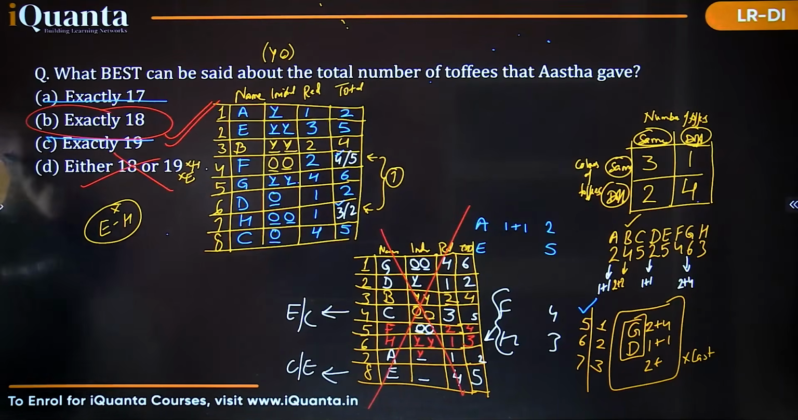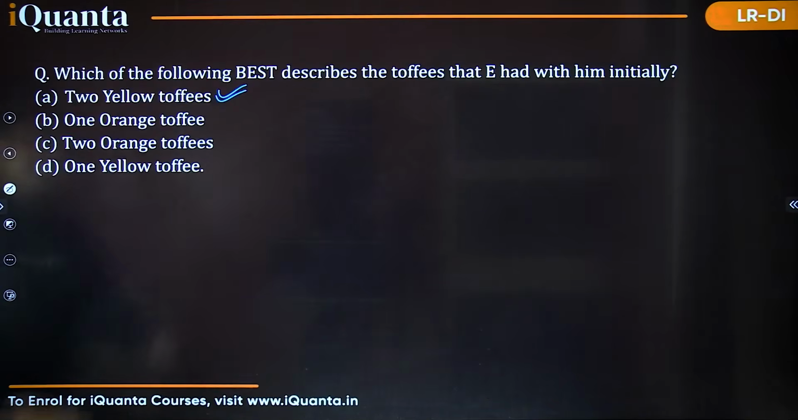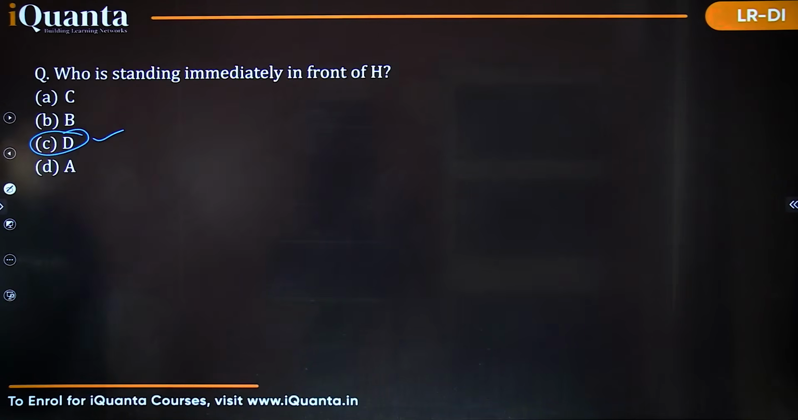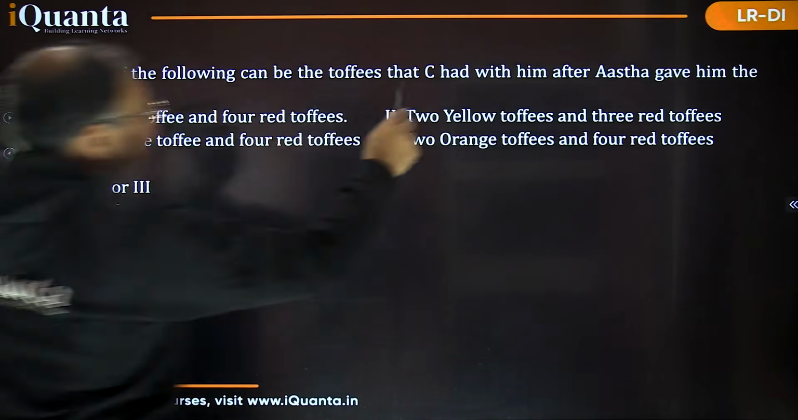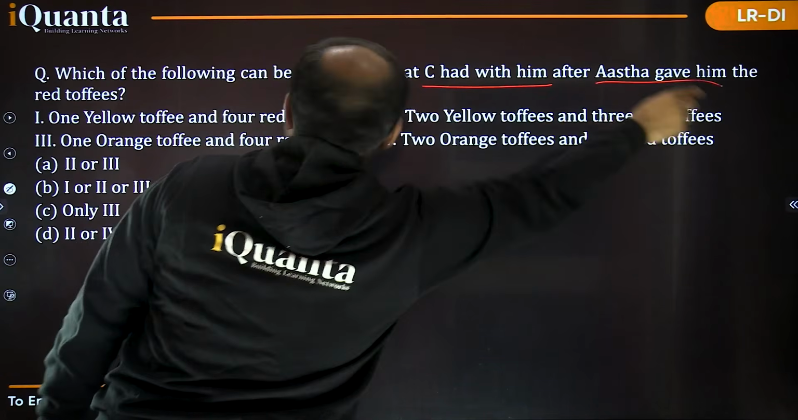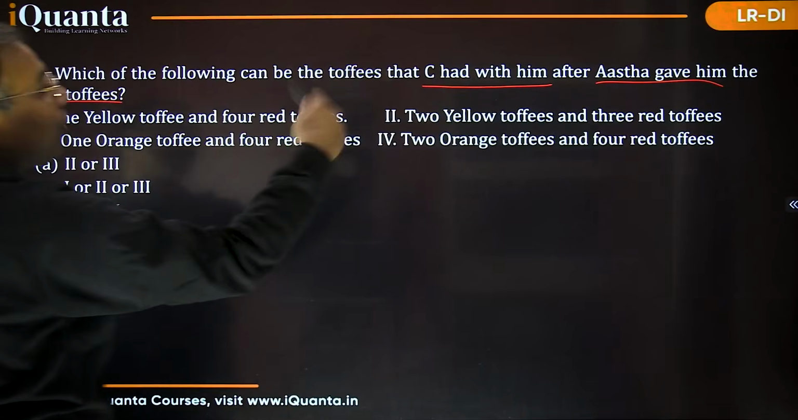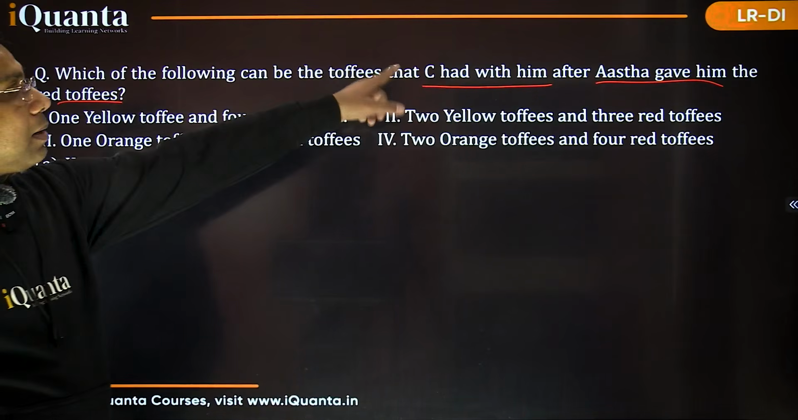Moving to the next question. Second question of this set, we have already answered. There were 2 yellow toffees. Third question also we have answered. Fourth question: which of the following can be the toffees C had with him after Astha gave him the red toffees? That means the final composition with C.